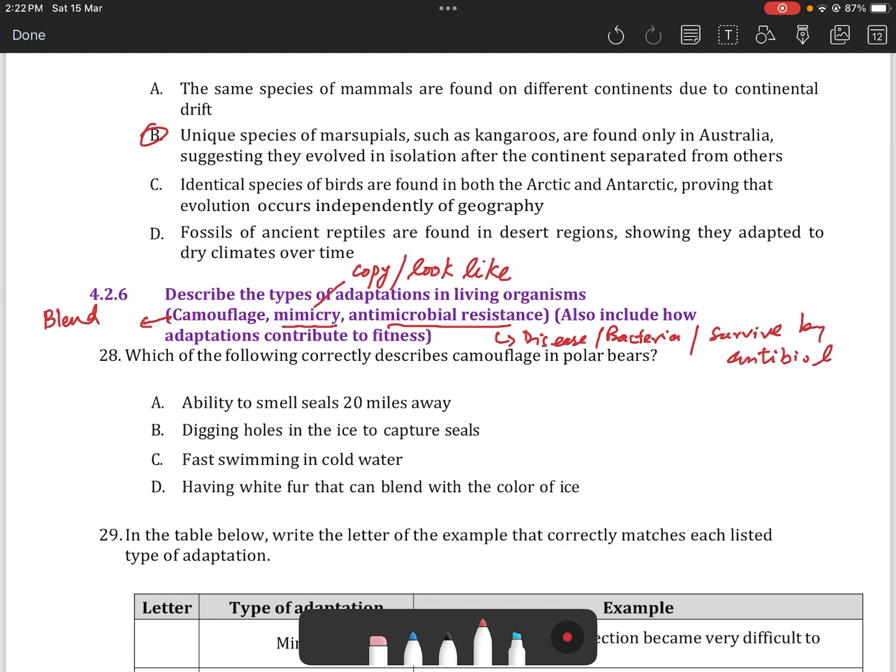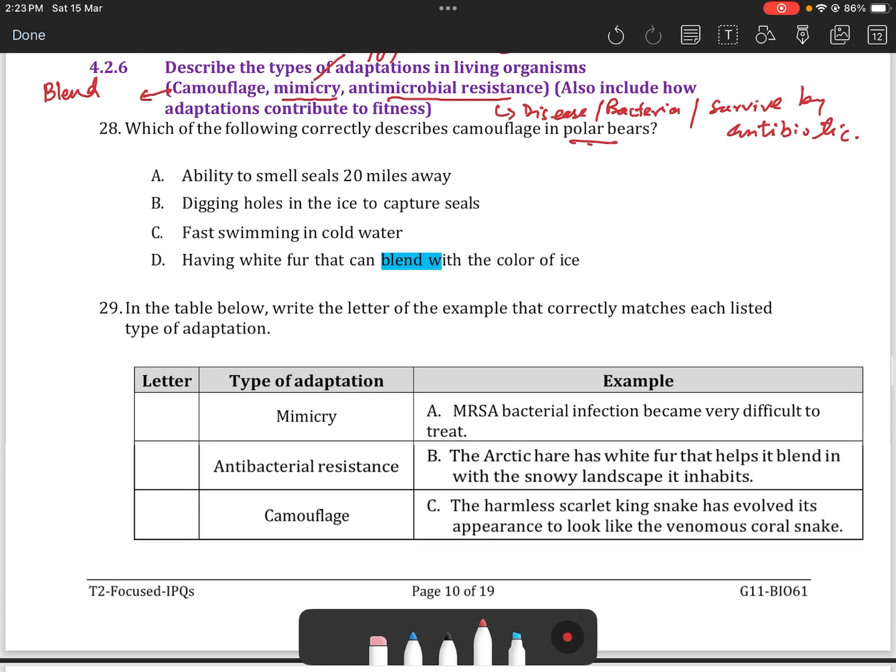Okay, so these are the keywords that you look for. Which of the following correctly describes the camouflage in polar bears? What I told you, what you need to look for in camouflage is blend. So we will look for the blend. Ability to smell, no. Digging holes, no. Fast swimming in cold water, no. Having fur that can blend. See, this is the keyword, and that's the answer.